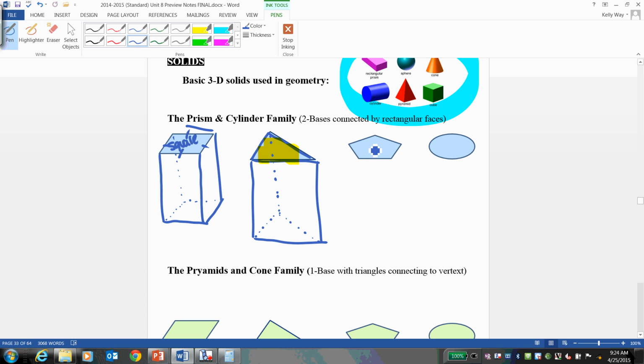This is a pentagonal prism, a regular pentagonal prism. We're going to drop this down.